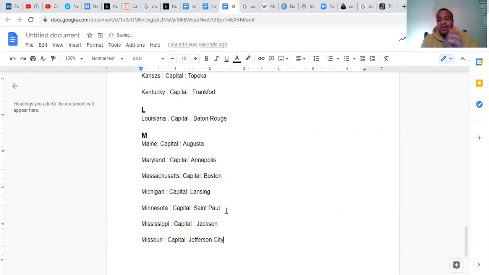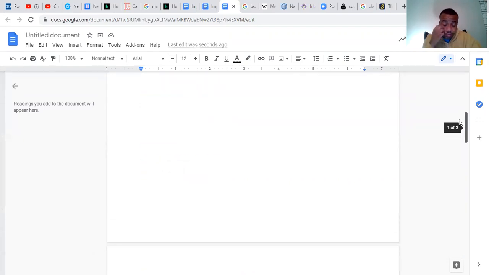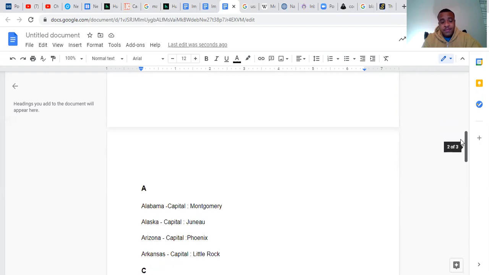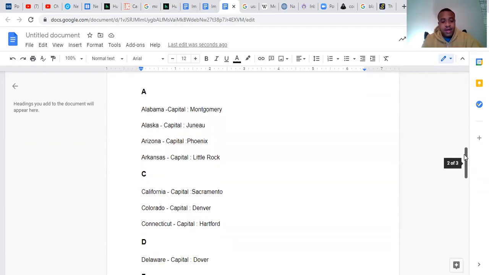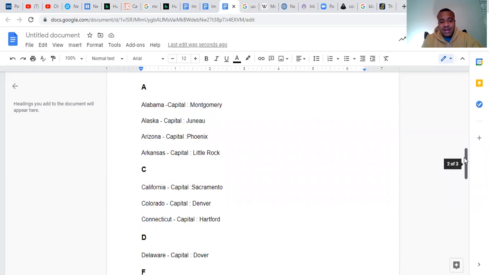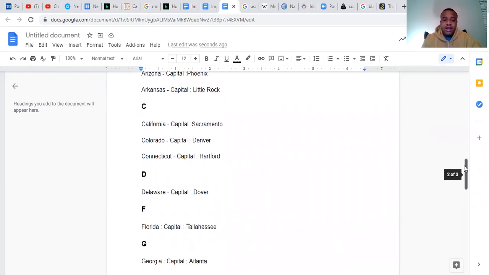Okay, we have finished part 1 to 25 of state capitals. So let's review real quick. Capital of Alabama is Montgomery. The capital of Alaska is Juneau. The capital of Arizona is Phoenix. Capital of Arkansas is Little Rock. Capital of California is Sacramento. The capital of Colorado is Denver. Capital of Connecticut is Hartford.